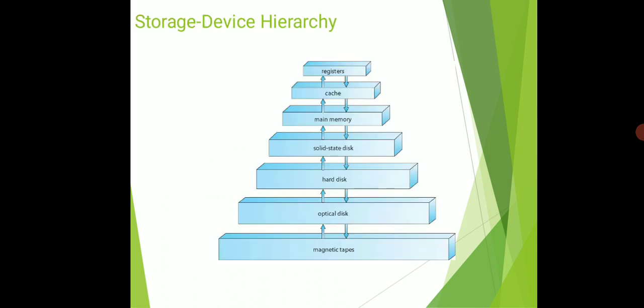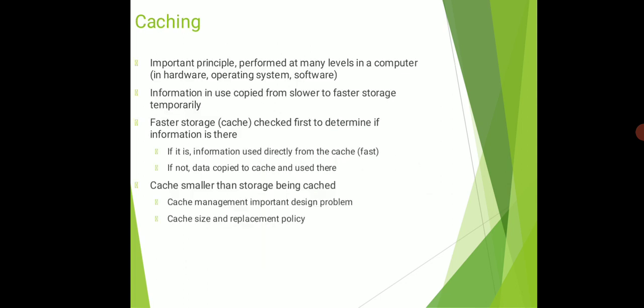Next, we are seeing it in graphical manner, the storage device hierarchy. First magnetic tapes, then optical disk, then hard disk, then solid state disk, then main memory, then cache. Finally, we have registers. So this is the storage device hierarchy representation.